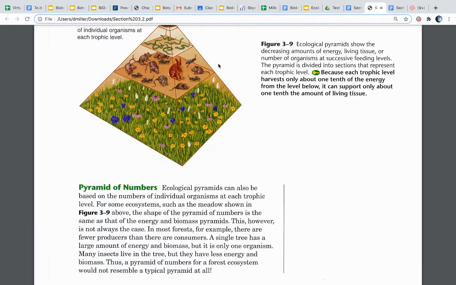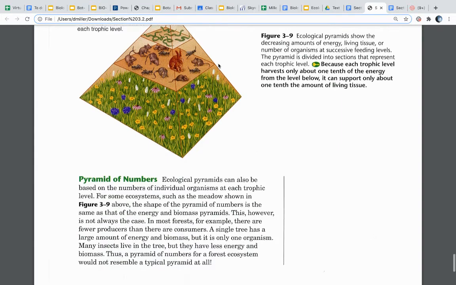In most forests, for example, there are fewer producers than there are consumers. A single tree has a large amount of energy and biomass, but it is only one organism. Many insects live in the tree, but they have less energy and biomass. Thus, a pyramid of numbers for a forest ecosystem would not resemble a typical pyramid at all.